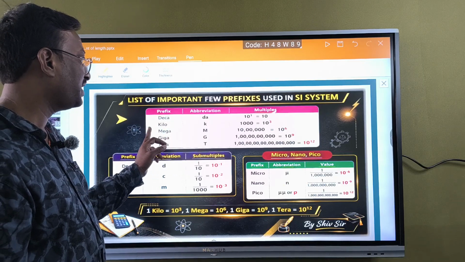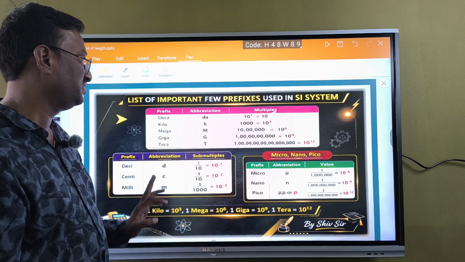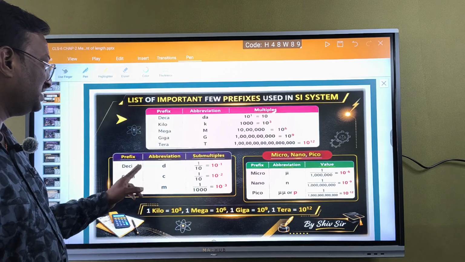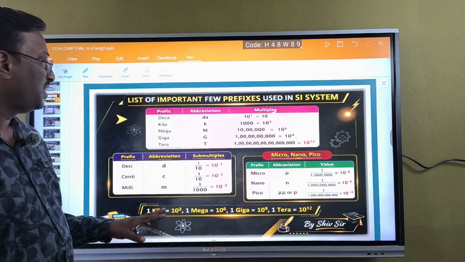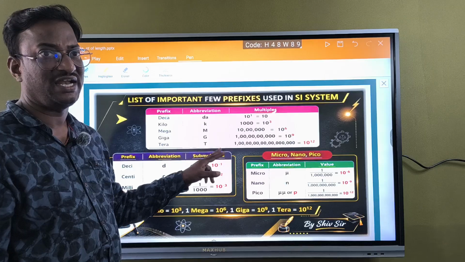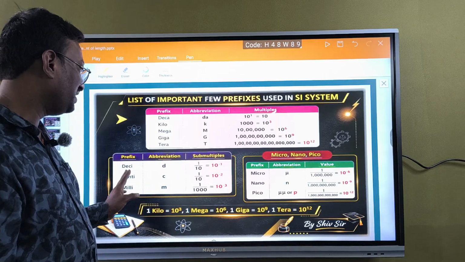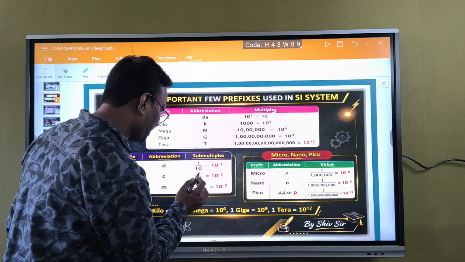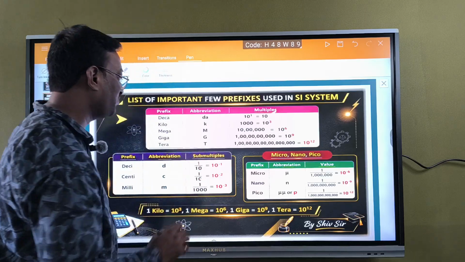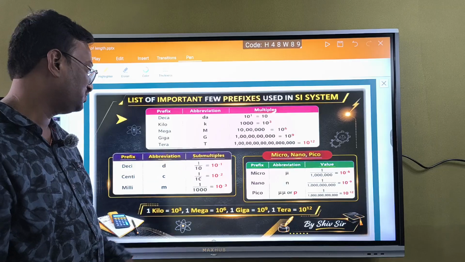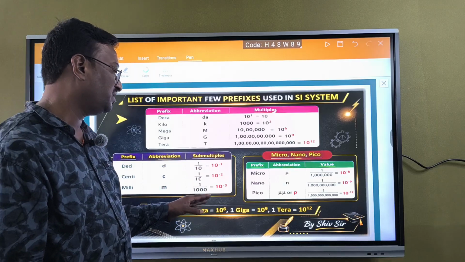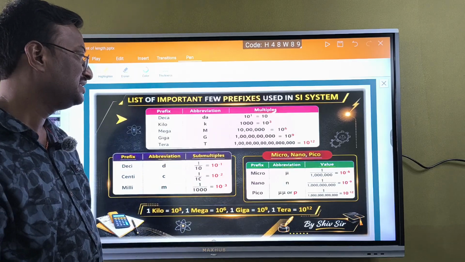Kilo is small k. Mega is capital M. Giga is capital G. Centi is small c, milli is small m. Deci means 1 by 10, that is 10 to the power of minus 1. Centi means 1 by 100, that is 10 power minus 2. Milli means 1 by 1000, that is 10 power minus 3.